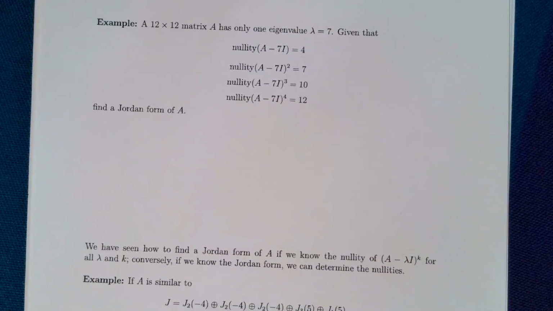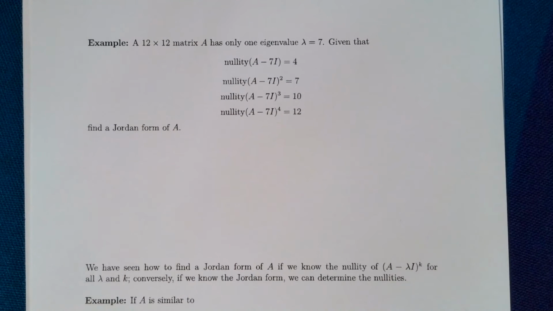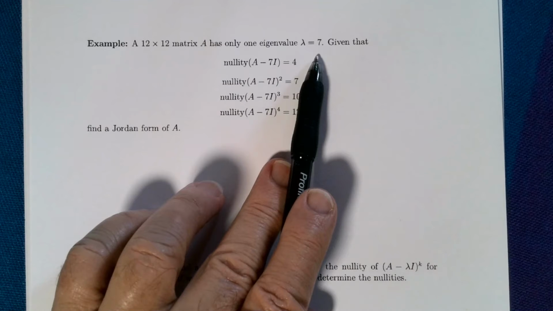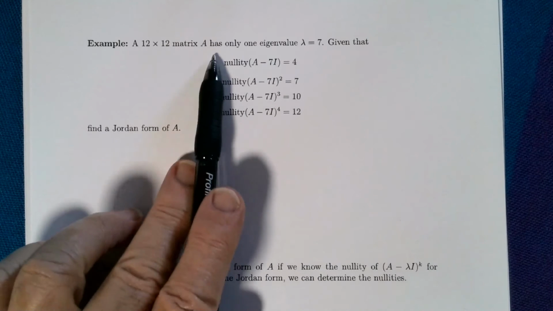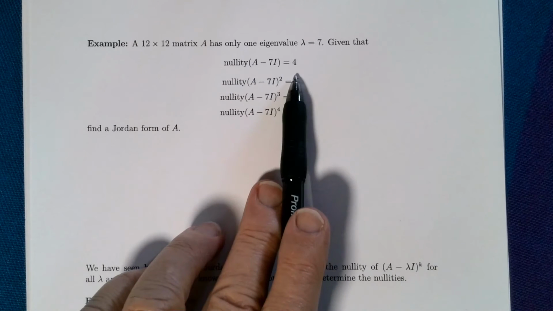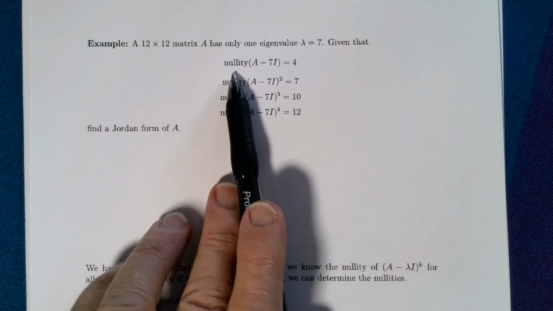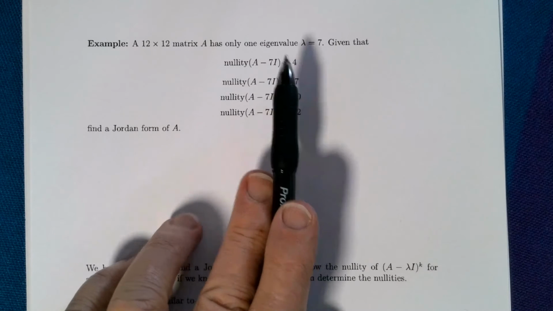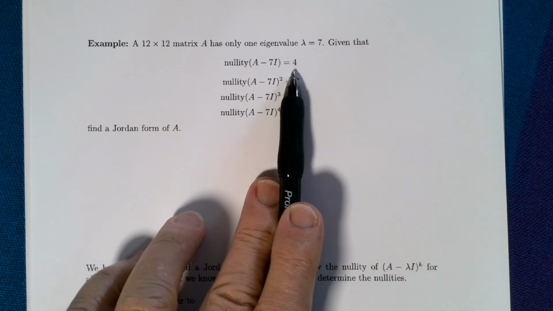So just to finish with a couple of examples of this, we're going to look at a big matrix now, a 12 by 12 matrix. I'm not going to show you what it is. We're going to just imagine we have a 12 by 12 matrix, A, and it's only got one eigenvalue in this case, lambda is 7. And what you're given here is the dimensions of the various kernels. So the dimension of the kernel of A minus 7I is 4. That, of course, is telling me the number of eigenvectors, and that, of course, will tell me the number of Jordan blocks in the Jordan form of A.